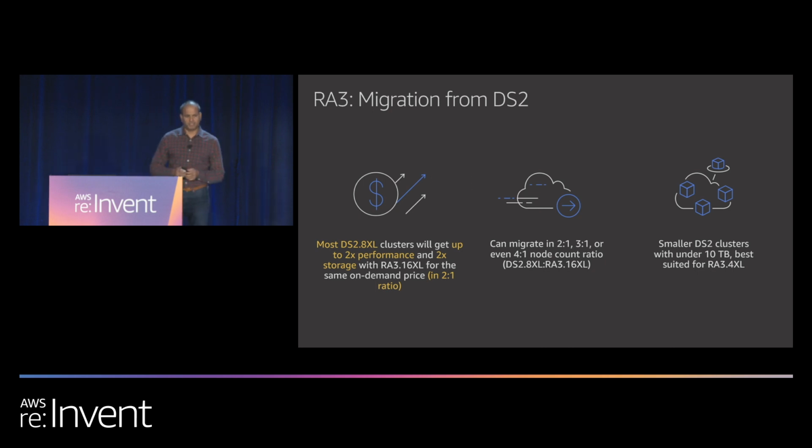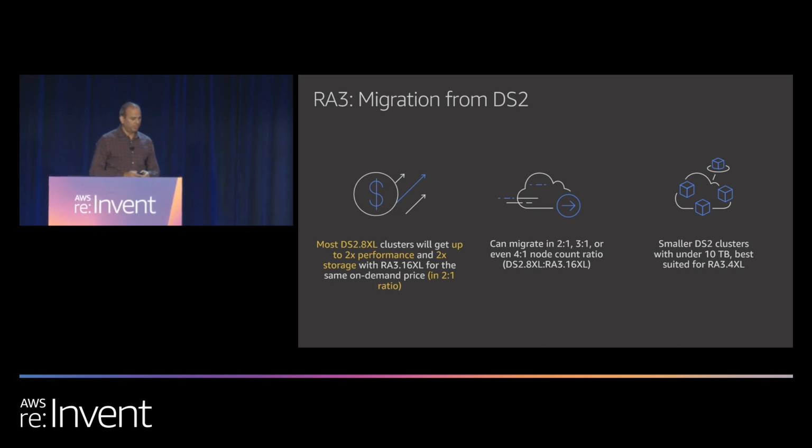But this ratio that I suggested, 2-to-1, is not the only ratio. You can scale compute and storage differently. If you want to reduce your cost and make some trade-off in terms of having less performance, you can have fewer compute nodes. So you can migrate in a 3-to-1 node count ratio, and that will lower your cost. These are the additional trade-offs you can make. You can even migrate in a 4-to-1 node count ratio, where you're focused mainly on reducing your costs. You will not get a performance benefit in that case, but you're focused on cost reduction with that ratio.